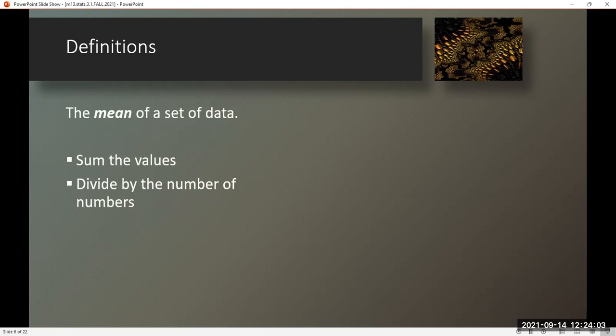For the mean of a set of data, we sum the values and we divide by the number of numbers. It goes by a couple of different names, the mean, the arithmetic mean. Most students know this as the average, although we usually don't use that phrase in statistics. So x bar is equal to the summation of all the x's divided by the number of numbers, or the sample size. x bar is the name for a sample mean.